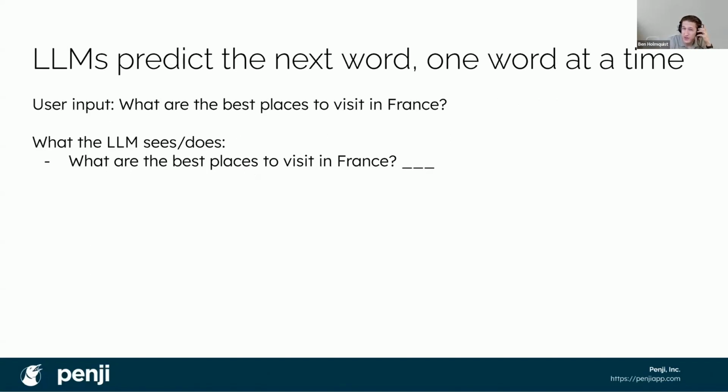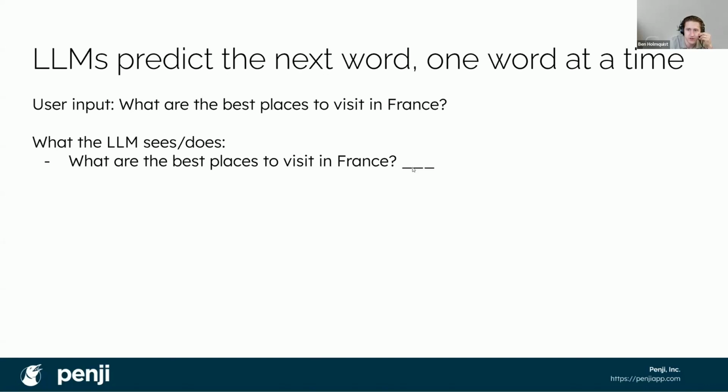This is a critical one, just to make sure everyone truly grasps, and it's pretty crazy to me, but they really just predict one word at a time, and predict is the key thing here. So they take a set of input tokens. So, what are the best places to visit in France? The LLM sees these words. It actually breaks them down as tokens, but we'll talk about that shortly. It sees these words and then it predicts the literal next word.